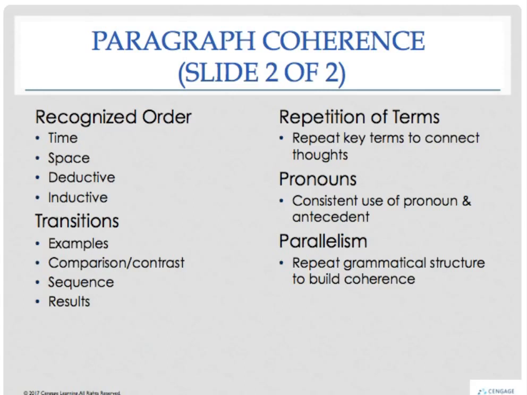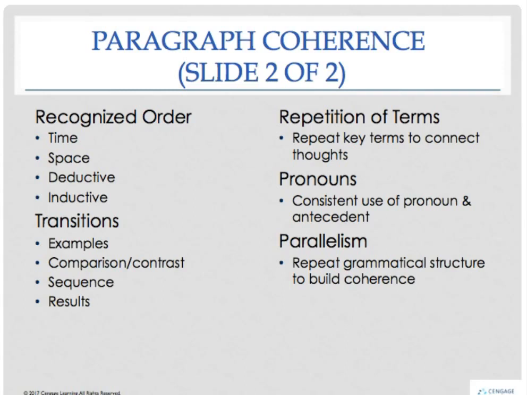So here are some examples. You have recognized order, which is sequenced by time, sequenced by space, it's deductive, it's inductive. And then you want transitions where you're giving examples, you're comparing and contrasting, you're sequencing, you're giving results. And then repetition of terms. That's where you repeat key terms to connect thoughts.